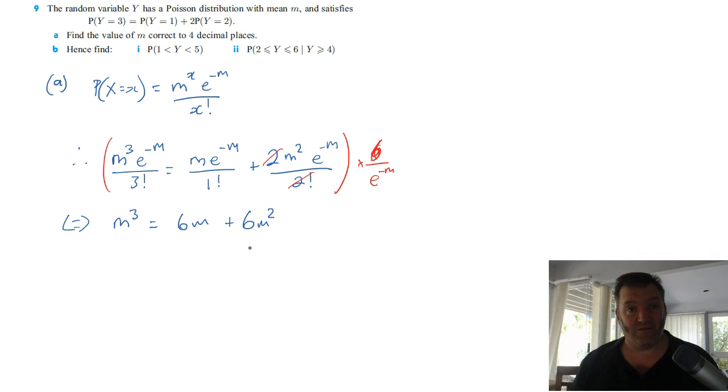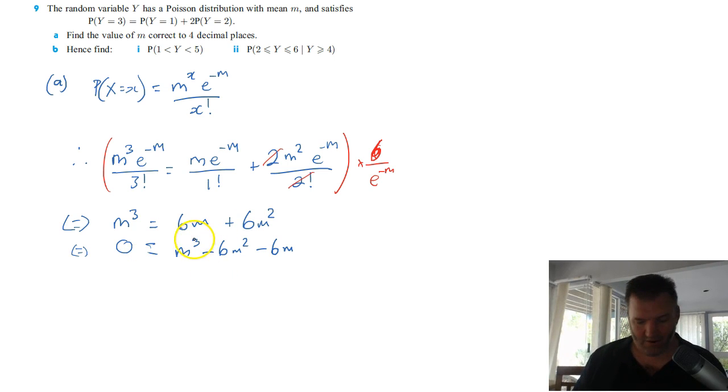Well, this isn't too bad, is it? We can solve this one. It's not going to be terribly hard. What are we going to do? We're going to have m equals 0. Now, remember, solving any polynomial, set it equal to 0 and factorise. So I'm going to have m cubed minus 6m squared minus 6m. Yes, I could have put them on the left, but I'd already started that way, so that's what we're going with. 0 equals m outside of m squared, take 6m, take 6.